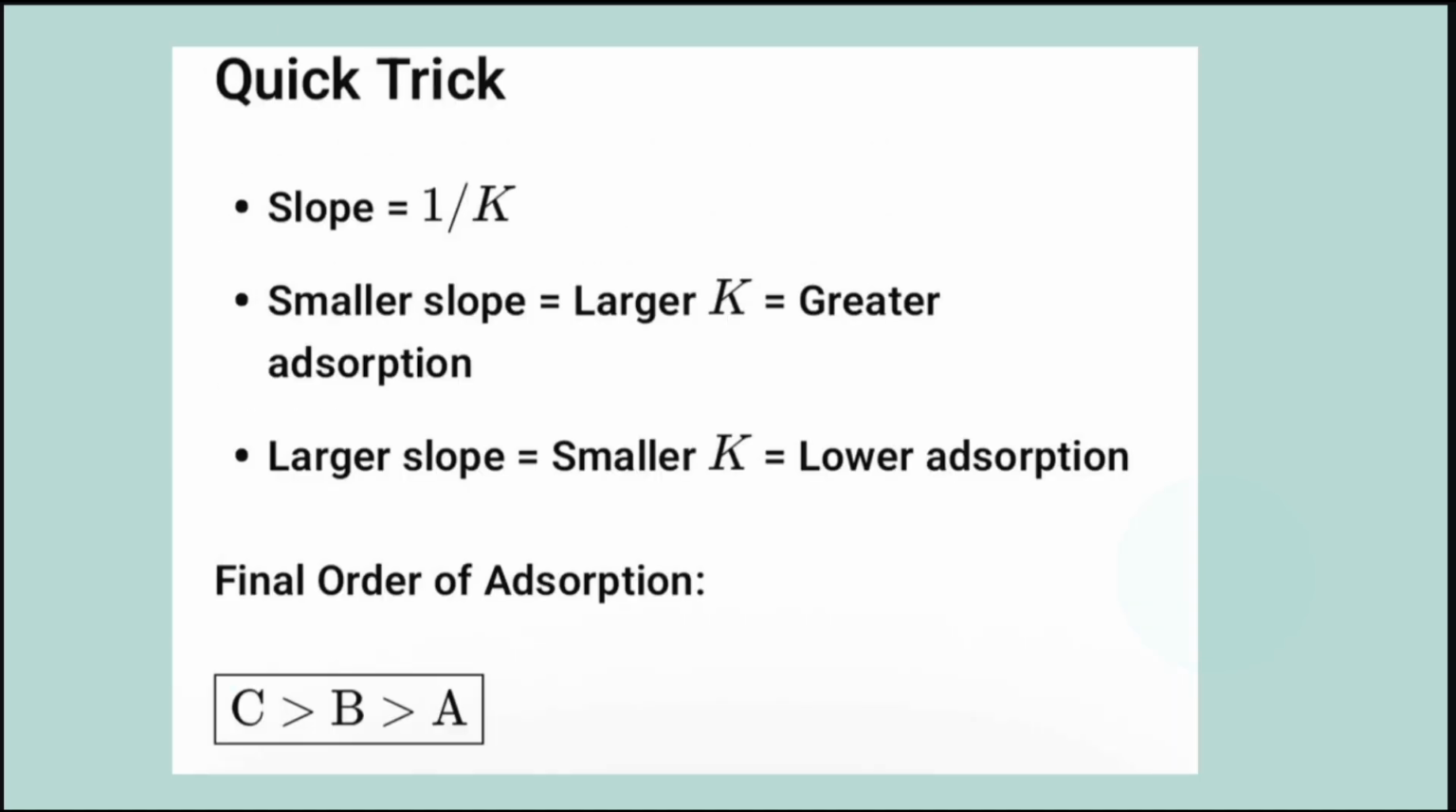I hope you understood this video. Now we'll see the quick trick. Let's remember this, slope is equal to 1 by k. Smaller slope means larger k, that means greater adsorption, and larger slope means smaller k, that means lower adsorption. Final order of adsorption: C greater than B greater than A. So I hope you understood this concept.